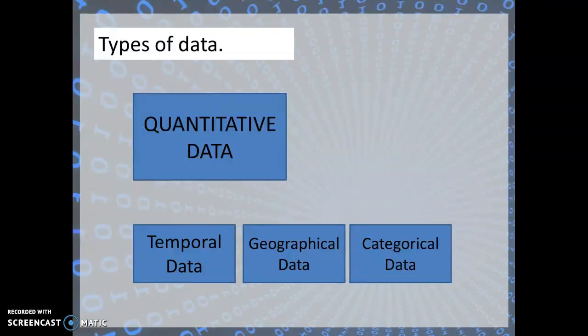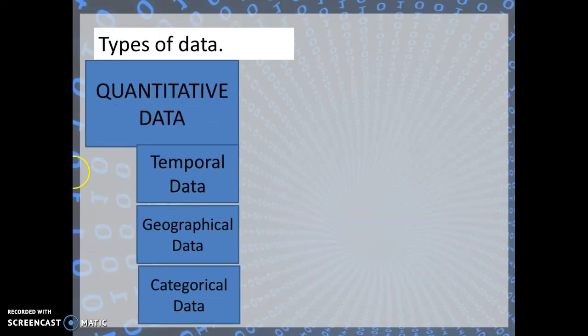In particular, I'm going to erase the qualitative right now and look at these three subcategories: quantitative, temporal, geographical, and categorical data. And you saw the complex relationships between all of those. And that's what we're going to focus on in week one's assignment.